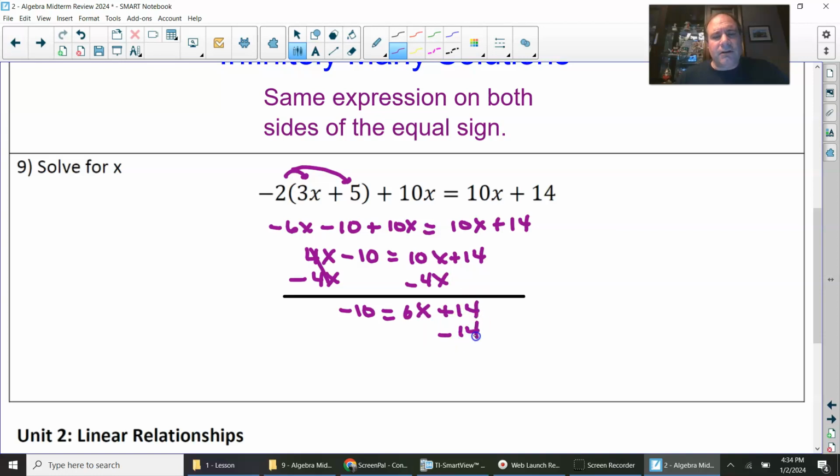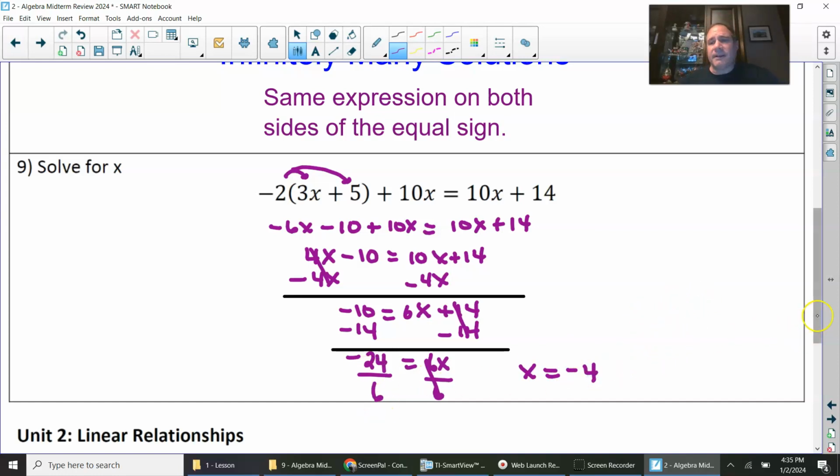So we are going to subtract the 14 on both sides. Again, starting to get the x alone. This cancels. We have 6x coming down on the right side, and we have negative 24 coming down on the left side. Then we divide by 6 on both sides, and we get x equals negative 4.